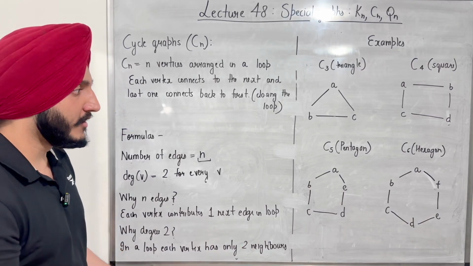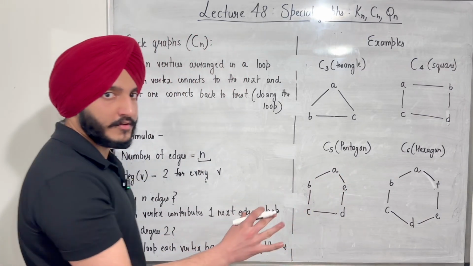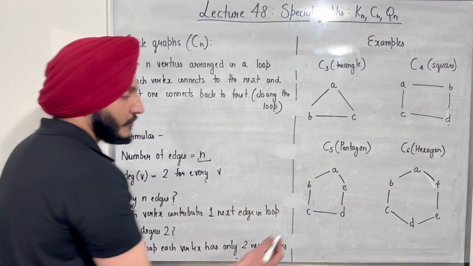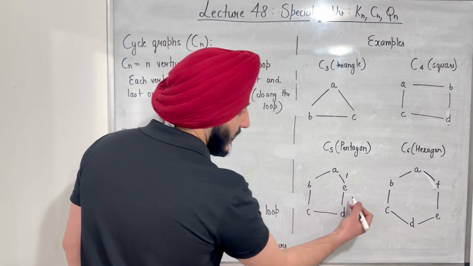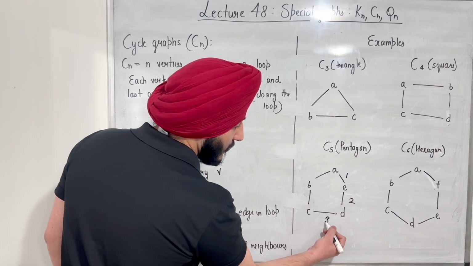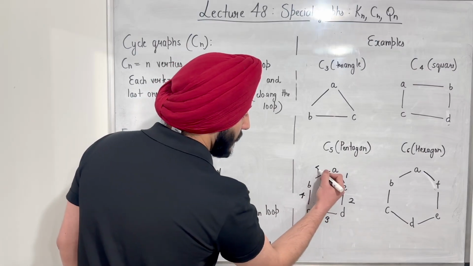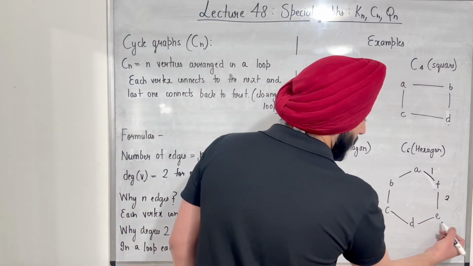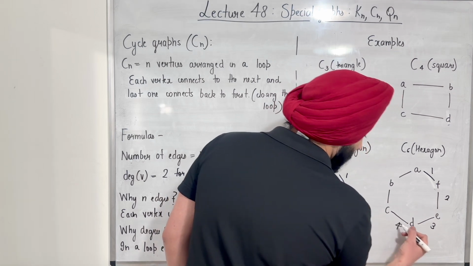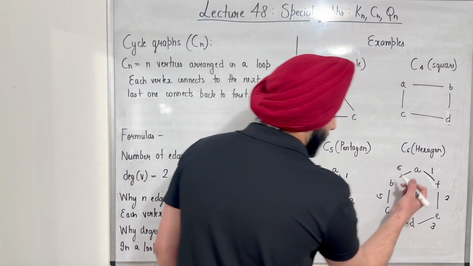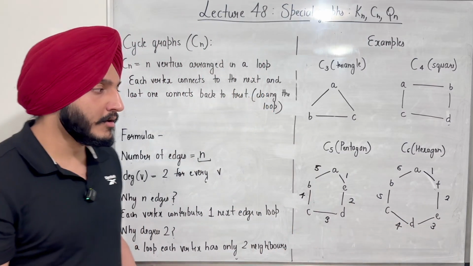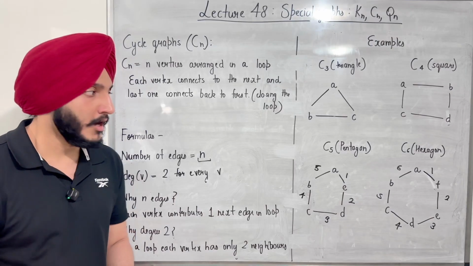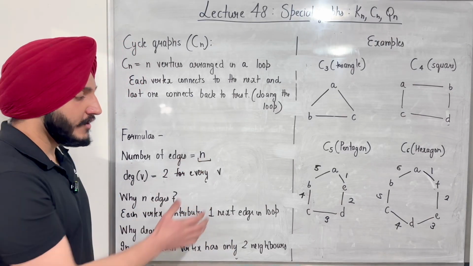So let's quickly take a look at this. In C5, you have 5 vertices. It's saying each vertex contributes one next edge in the loop. So let's consider A contributes 1, E contributes 2nd, D contributes 3rd, C contributes 4th, and B contributes the final one. Same thing for the hexagon: A contributes 1, F contributes 2nd, E 3rd, D 4th, C 5th, and B 6th. You can also go the other way around, but that doesn't really matter. The idea is simple. You consider that one vertex is contributing one edge, and that's why the count of the number of edges is basically n.